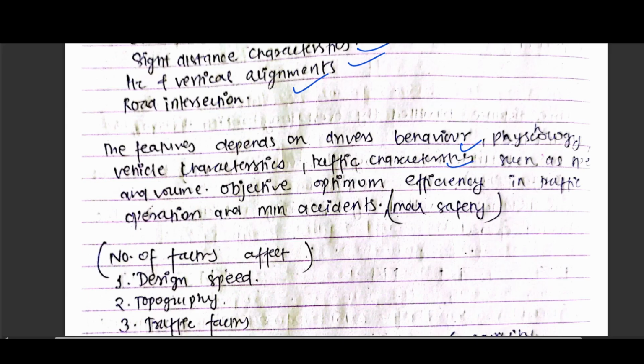And the traffic characteristics, if the road is constructed in rural areas or in urban areas, and volume. The objective is optimum efficiency. Obviously we have to design so that the traffic movement will be optimum. We have to design the geometric elements in such a way that there won't be much of a jam, and the vehicle can smoothly travel throughout the section.